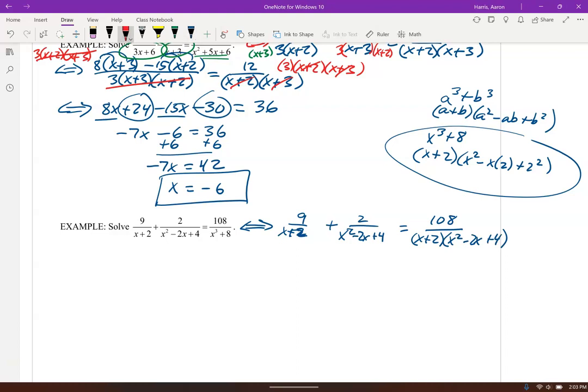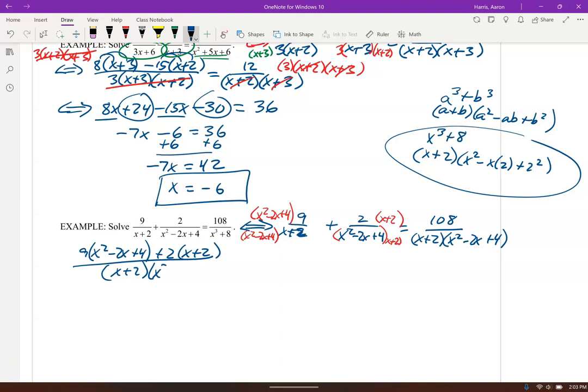Now let's get a common denominator. This one has, on the left-hand side, I have x plus 2. This one does not have an x plus 2, so I'm going to give it x plus 2. That's my common denominator, x plus 2, x squared minus 2x plus 4. I got to give this one x squared minus 2x plus 4. So now we've got 9 x squared minus 2x plus 4 plus 2 x plus 2 all over this common denominator of x plus 2, x squared minus 2x plus 4. Over here we've got 108 over that same denominator.